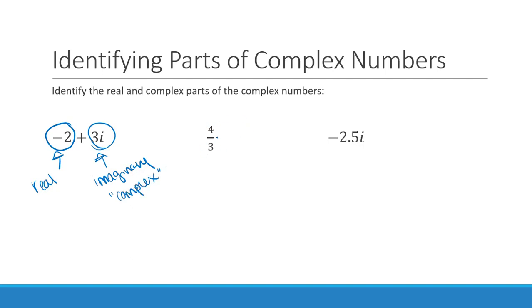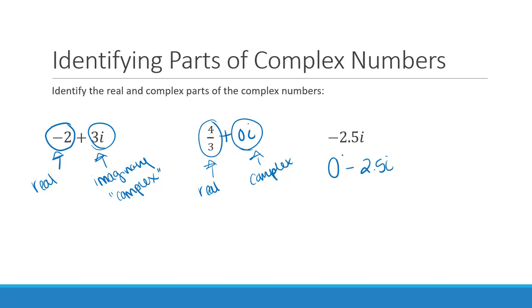Now, what about if it just has a number? Does no complex part of your complex number exist? Well, keep in mind, you could always rewrite this as 4/3 plus 0i. So then here again is my real, and here's the complex or the imaginary piece of it. Now, what about if a real portion does not exist? You can rewrite this as 0 minus 2.5i. So then 0 again would be my real number, and then the negative 2.5i would be my complex.